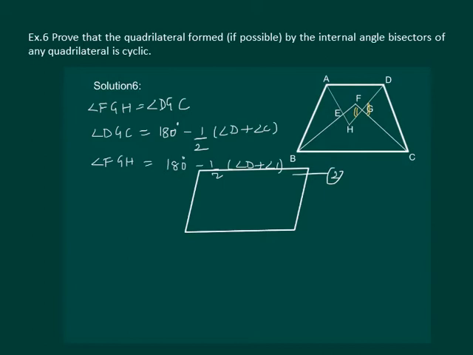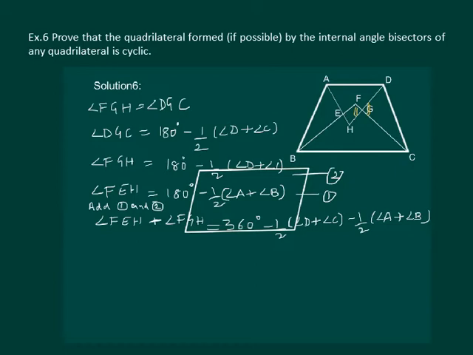Now let us add equation 1 and equation 2. Angle FEH plus angle FGH equal to 180 plus 180 is 360 minus half angle D plus angle C minus half angle A plus angle B. Let us solve this further. Take minus half common. We get 360 degrees minus half in bracket angle A plus angle B plus angle C plus angle D.